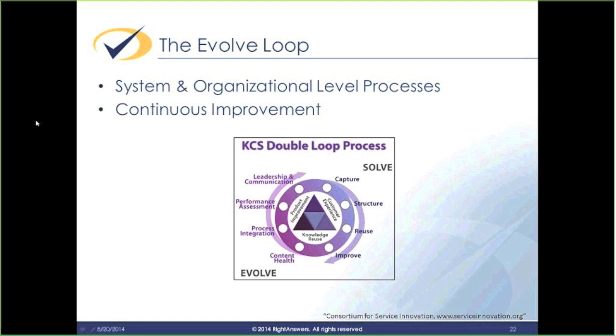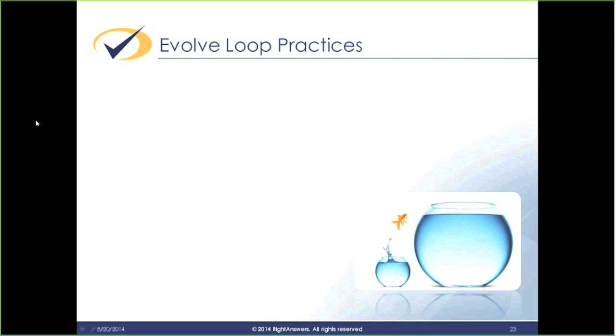solve loop, where we also look at root cause analysis. Identifying high-impact improvements to products, to documentation, where we can feed things like problem management in those. So we're going to talk about a few key points from the evolve loop. So we're looking at content health, process integration, and some self-service success here. Okay? So just some of the practices in the evolve loop.